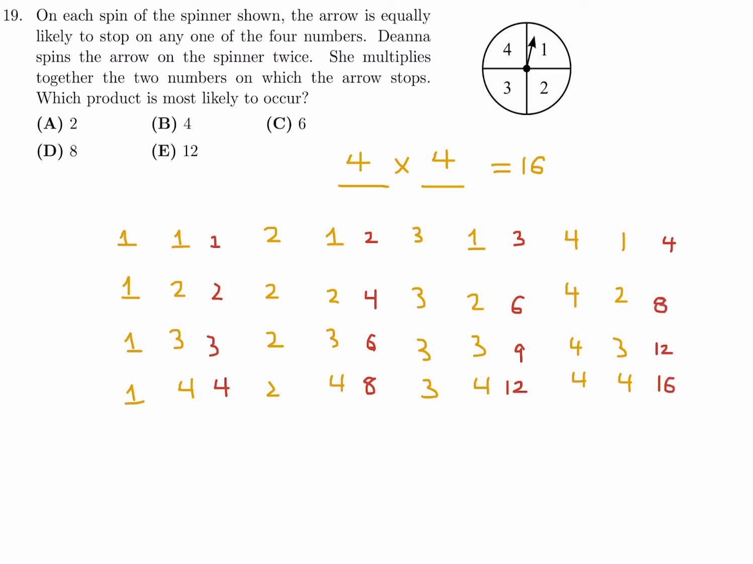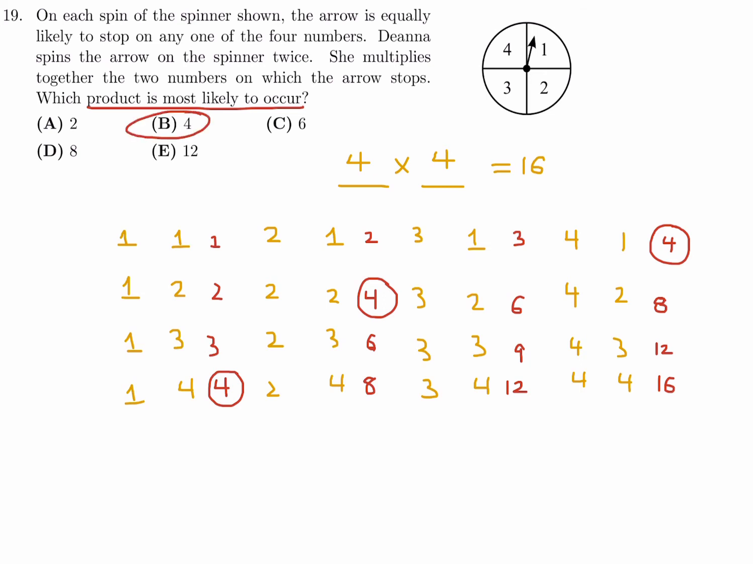Now, of these products, they're asking which one is the most common. Well, looking through this list, it looks like 4 appears 3 times, and I don't think any other product appears 3 times. A lot of them appear twice, but I think 4 is the only one that appears 3 times. So that's the product that's most likely to occur. So number 19, the answer is 4, which is B.